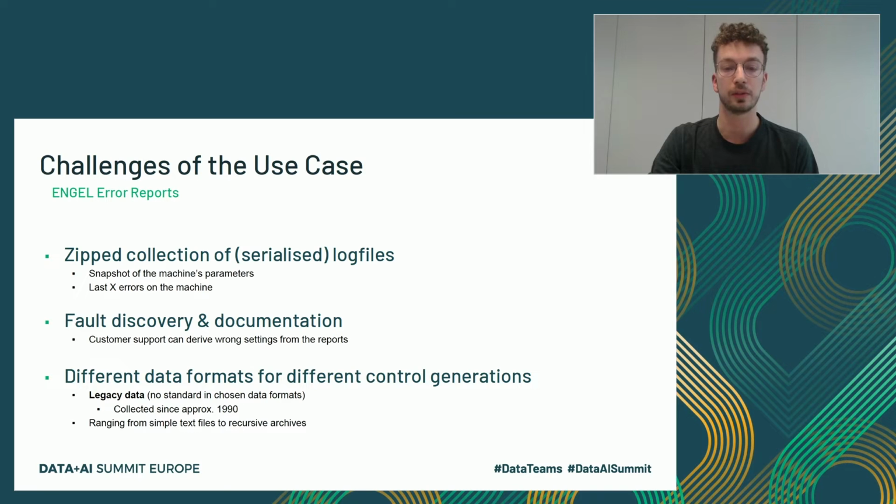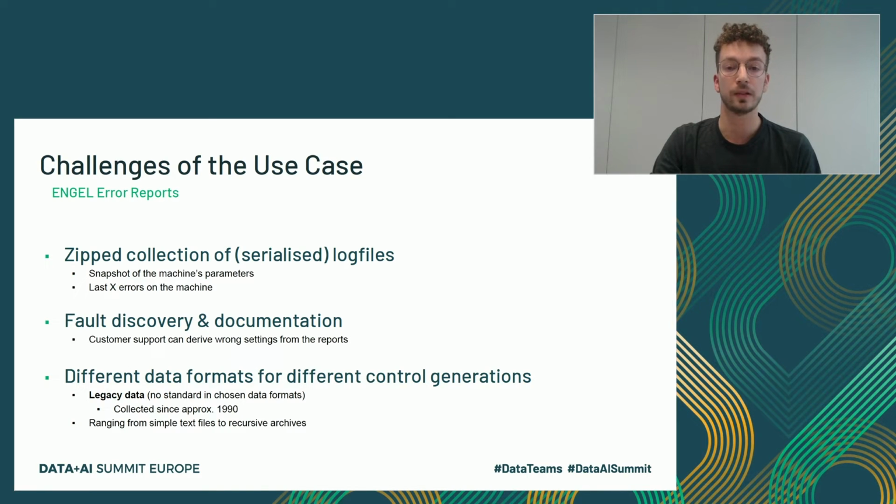files may be the snapshot of the machine's parameters, so the settings that are configured at the machine, but also, for instance, a log file which contains the last 10 errors on the machine, and many more different log files. And we mainly use these error reports for fault discovery and also for documentation purposes. So as I've already mentioned before, our service engineers can make use of these error reports to read the errors from these reports if they're able to, and if they can find the errors, then they can also provide a solution on top of it.